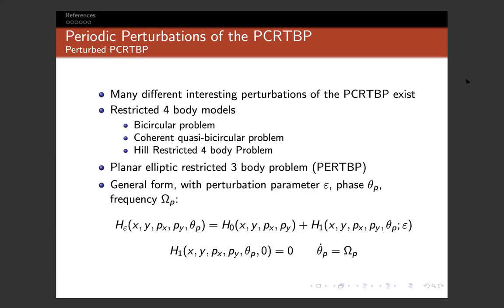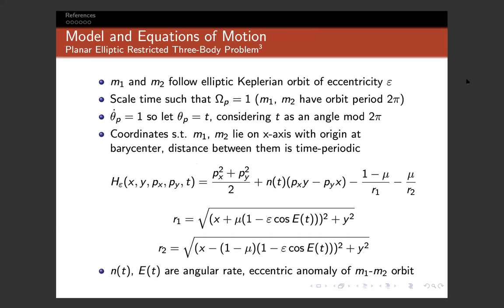And of course here H sub 0 depends only on xy and the conjugate momenta, not on the phase of the perturbation. So now in the planar elliptic problem, which we're going to use as our test case, M1 and M2 follow elliptic orbits instead of circular. So that's the only change from the circular model. And we always scale time so that the period of M1 and M2 is 2 pi, so that big omega sub p, the frequency of the perturbation, is 1. And so we can consider theta sub p to equal time modulo 2 pi.